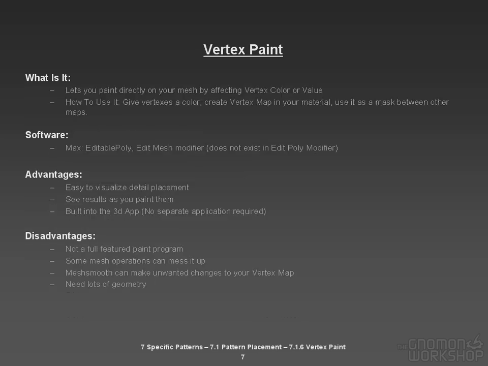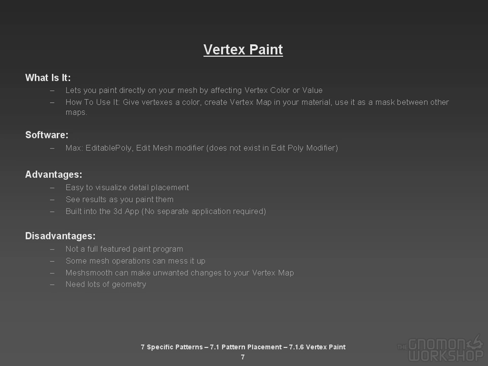Okay, Vertex Paint. This lets you paint directly on your mesh by affecting the vertex color or value of each vertex. The way you use it is you give the vertex a color, and then you create a vertex map in your material, and then use that as a mask to blend between other maps. Software-wise, you can set up the vertex color inside stuff like the editable poly, the edit mesh modifier, or the vertex paint modifier.